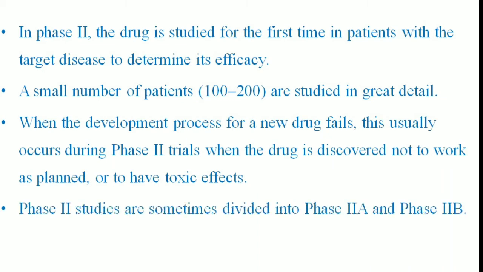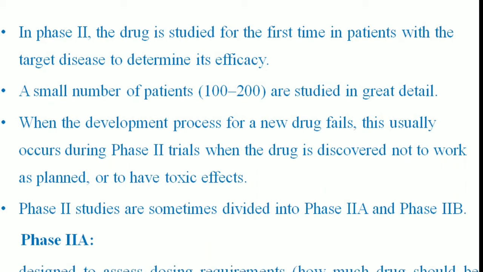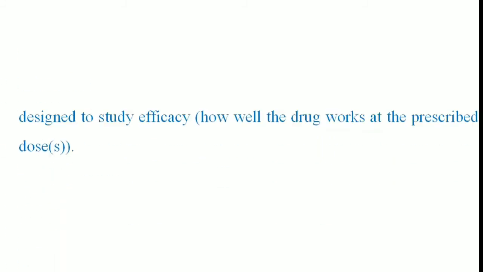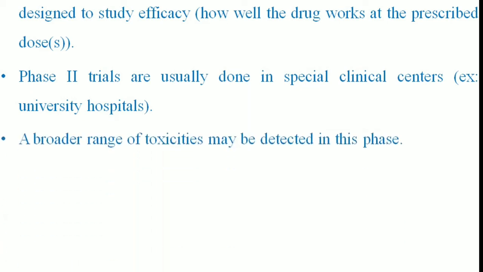Phase 2 studies are sometimes divided into phase 2A and phase 2B. Phase 2A is designed to assess dosing requirements, how much dose should be given. Phase 2B is designed to show efficacy, how well the drug works at the prescribed dose. Phase 2 trials are usually done in special clinical centers, that is university hospitals. A broader range of toxicities may be detected in this phase.